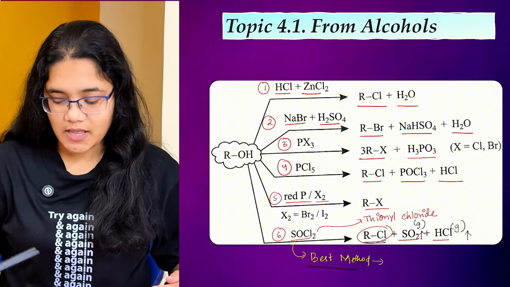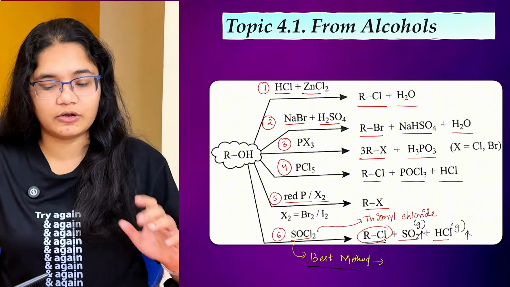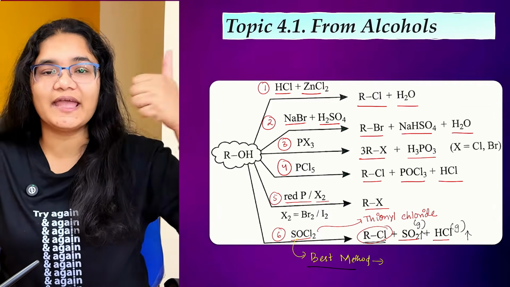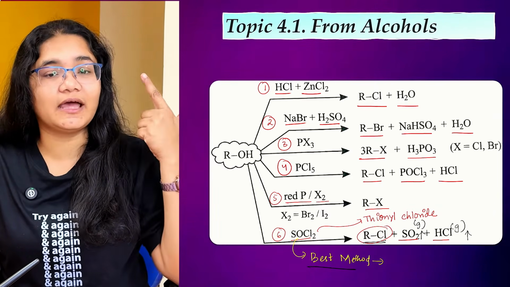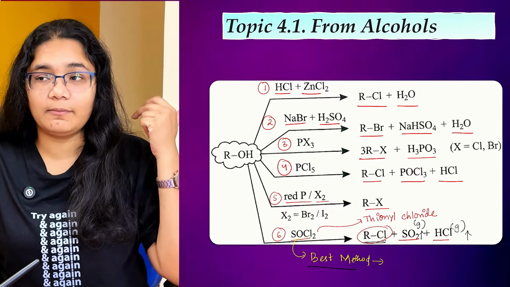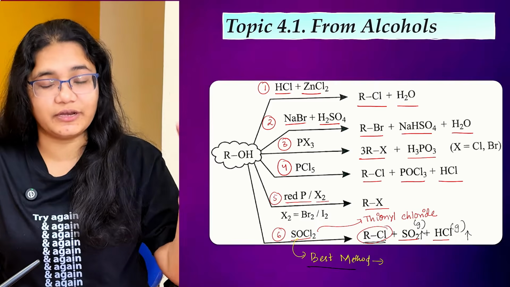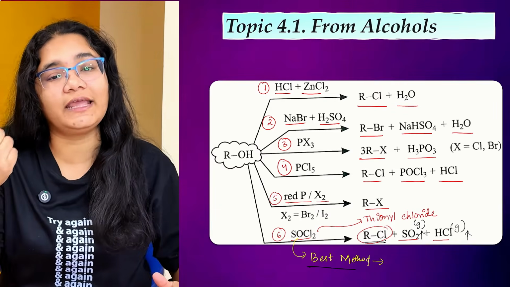and that's the reason why this is the best method. Okay, moving forward. So from alcohols, how many reagents do we have? Six. So just again take a pause and recall: HCl and ZnCl2, NaBr and H2SO4, PX3, PCl5, then red phosphorus and X2, and lastly SOCl2.